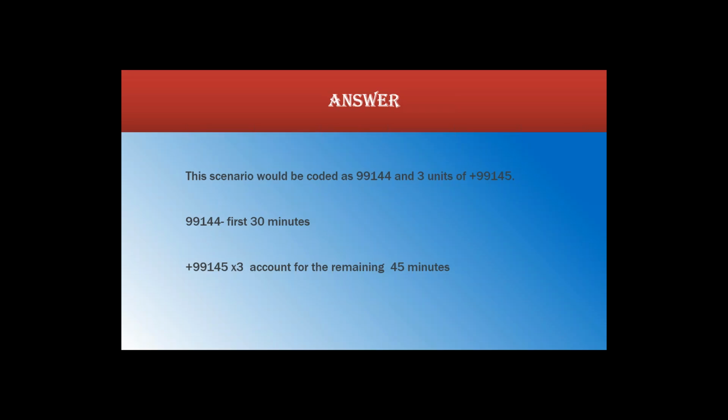The answer to this would be 1 unit of 99144. This would account for the first 30 minutes of intra-service time. And then we would also bill add-on code 99145 times 3, which would account for the remaining 45 minutes.